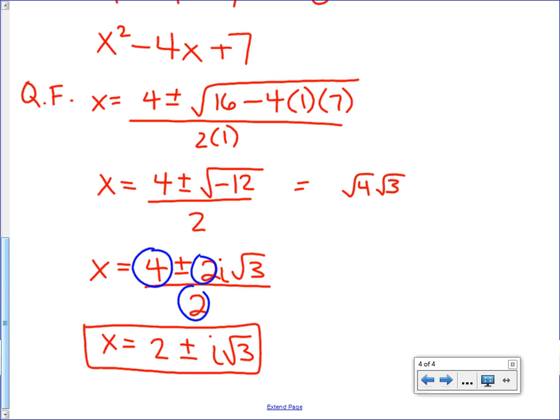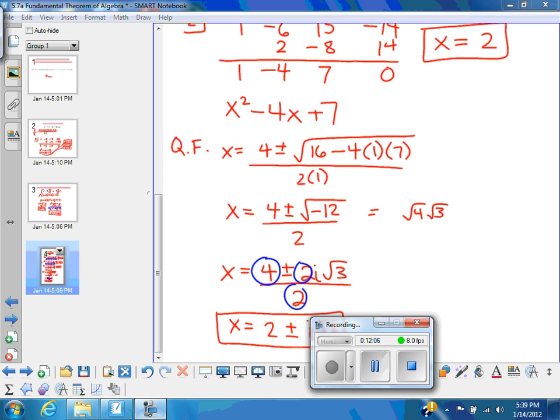So the answers to this polynomial, which was x to the 5th to begin with, we had negative 1, we had negative 1 again, we had positive 2, and then we have 2 plus or minus i square root of 3, for a grand total of 5 solutions, which is what we were expecting.